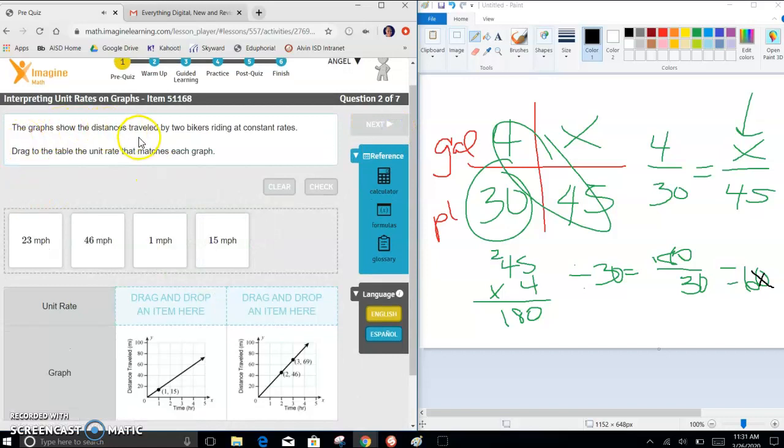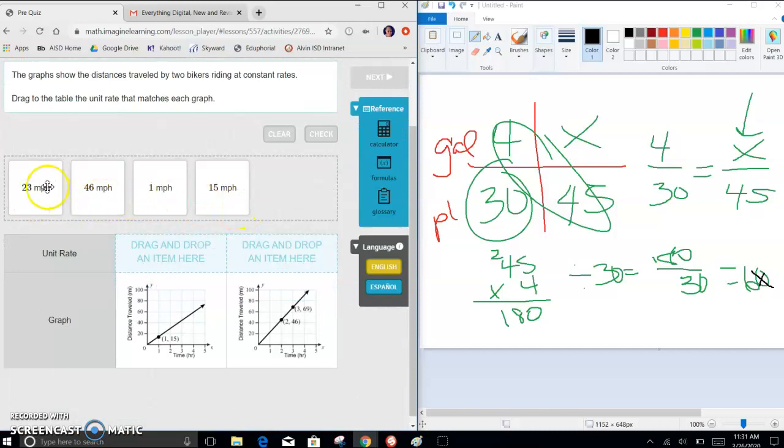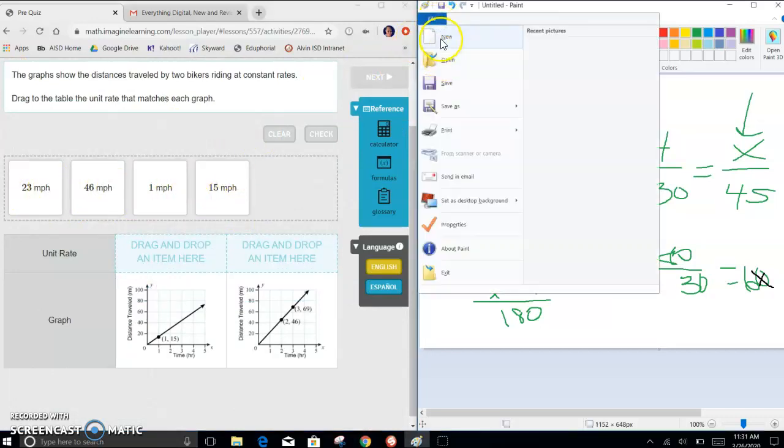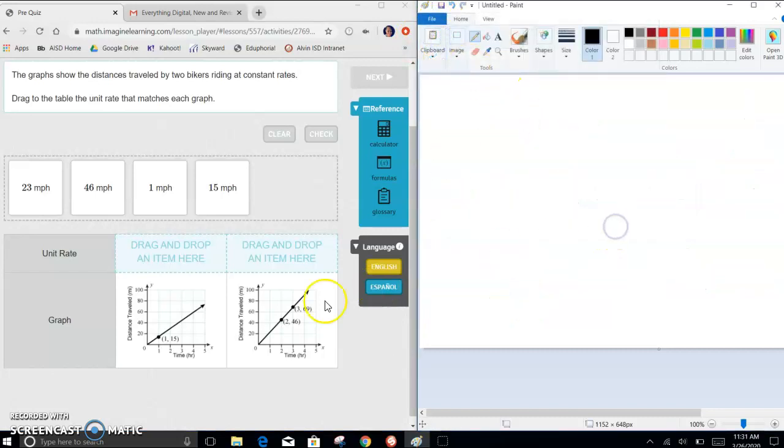The graphs show the distances traveled by 2 bikers riding at constant rate. Drag to the table the unit rate that matches each graph. So miles per hour are unit rates, miles over hours. So I need a new canvas. So this here's my graph, 15 and 1. So we look at this as X and Y, which is also hours and miles, okay?